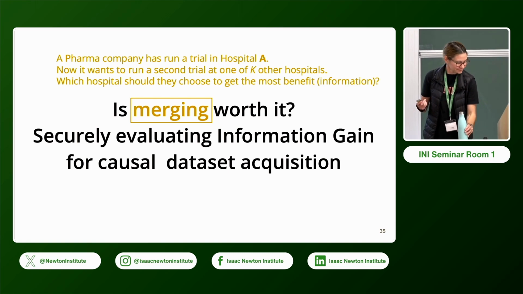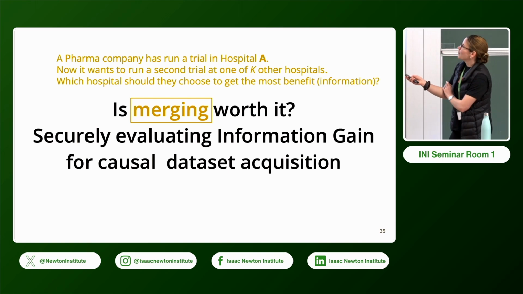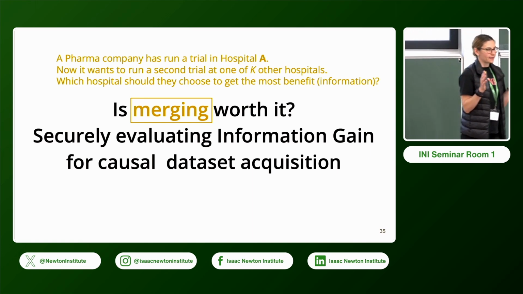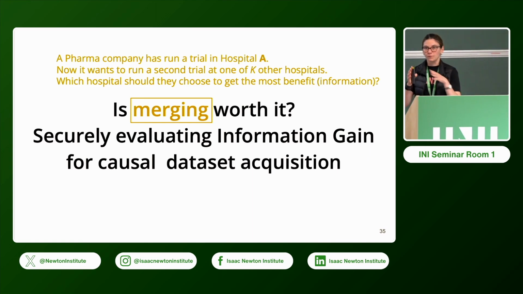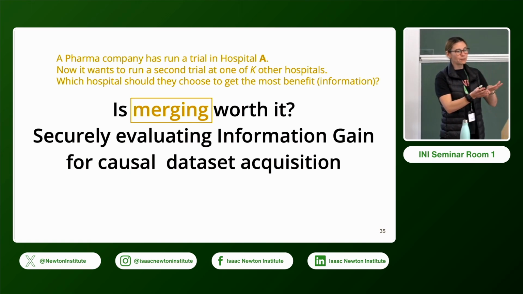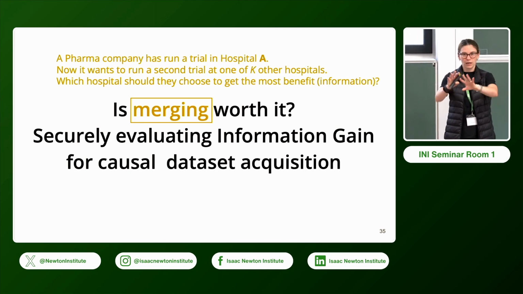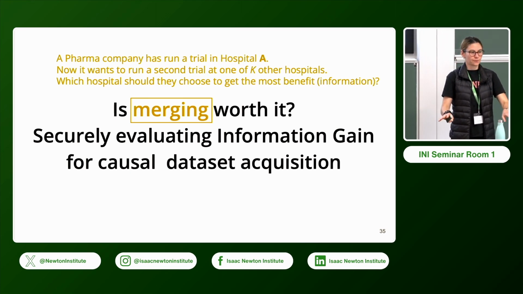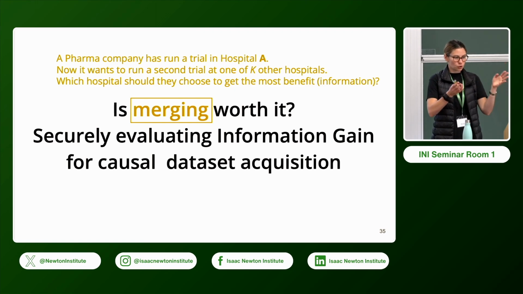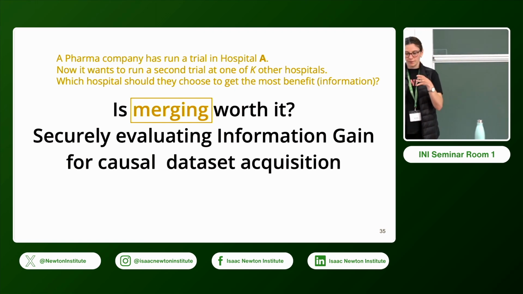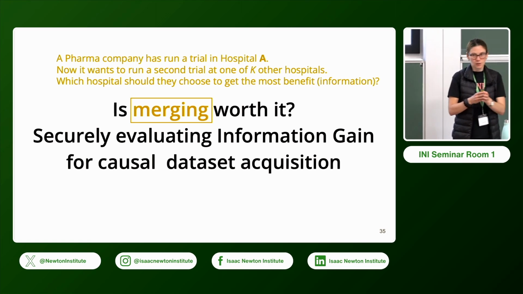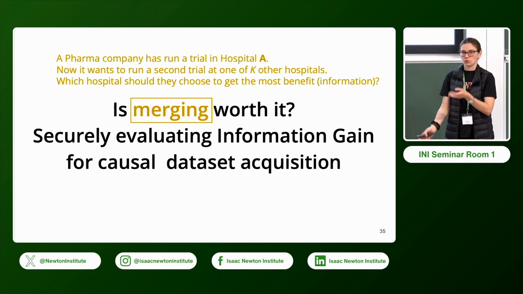go through this title. So merging: imagine we're in this setup where a pharma company has performed a clinical trial in one hospital, let's call it Hospital A, and now it wants to run a second trial in one of K hospitals, okay? And it wants to evaluate the data from which hospital would be most beneficial for the purposes of determining whether the drug is successful or not, okay?